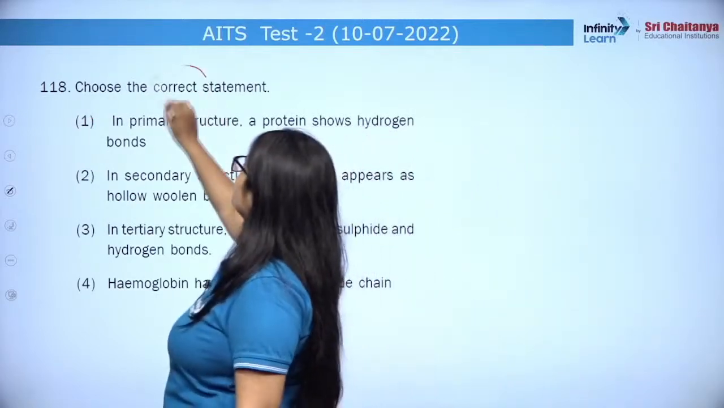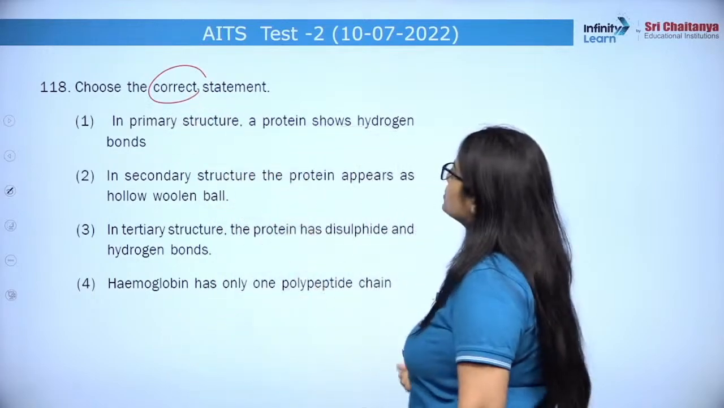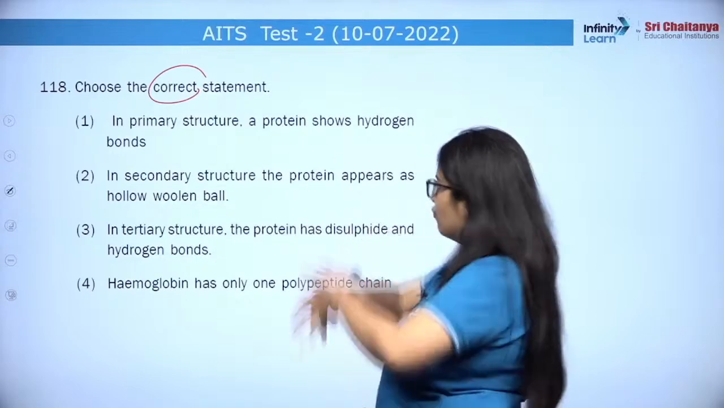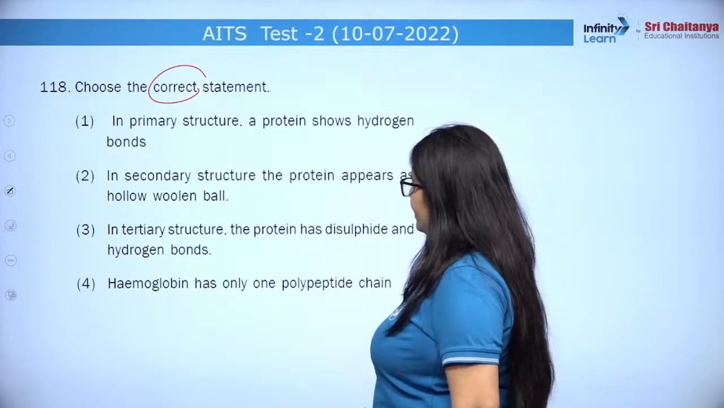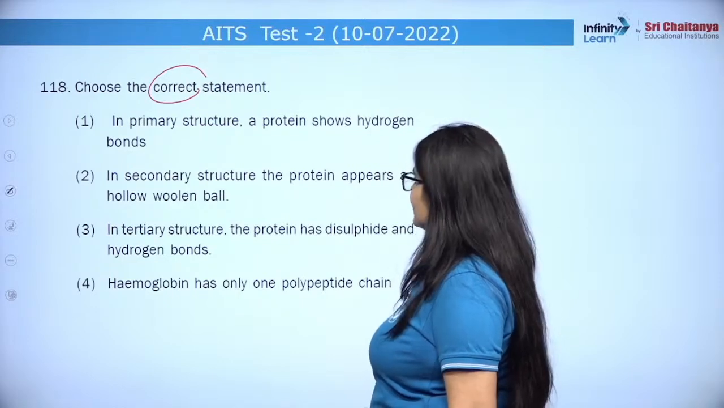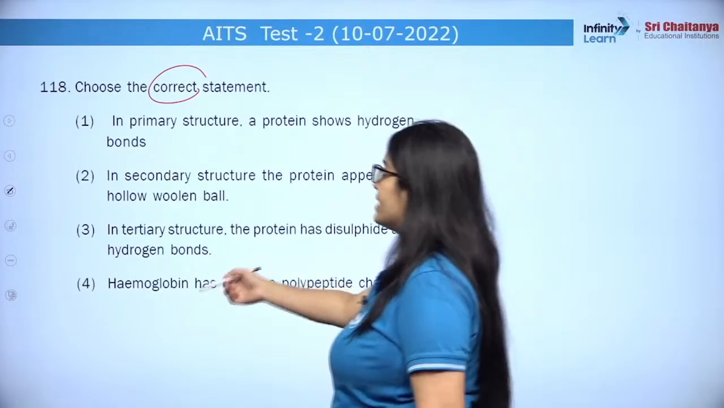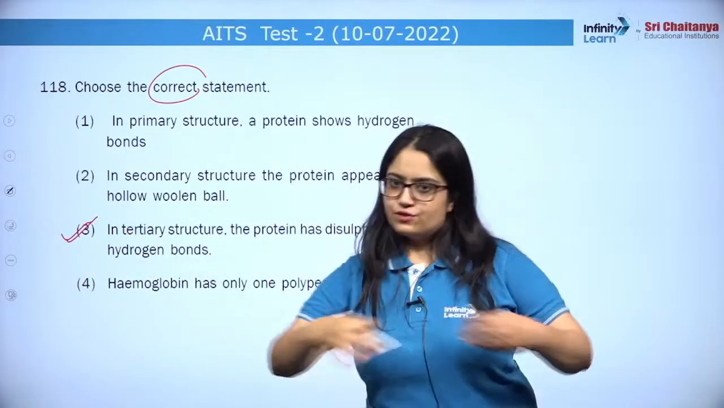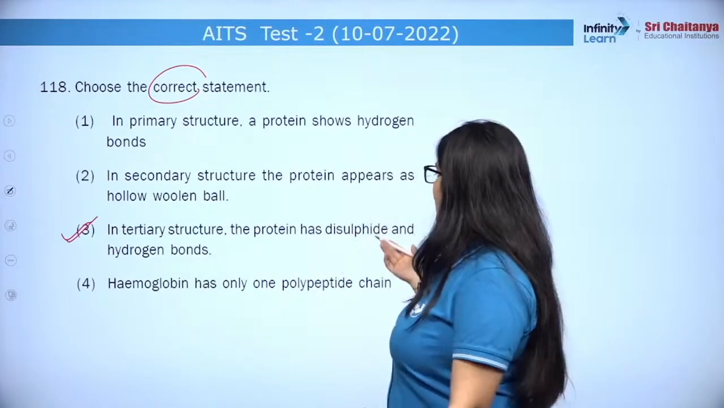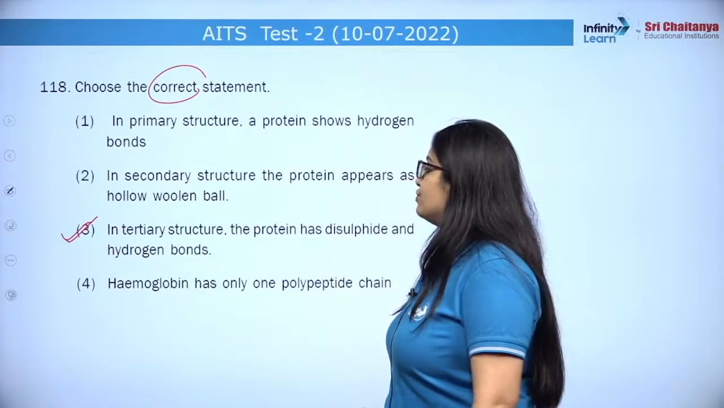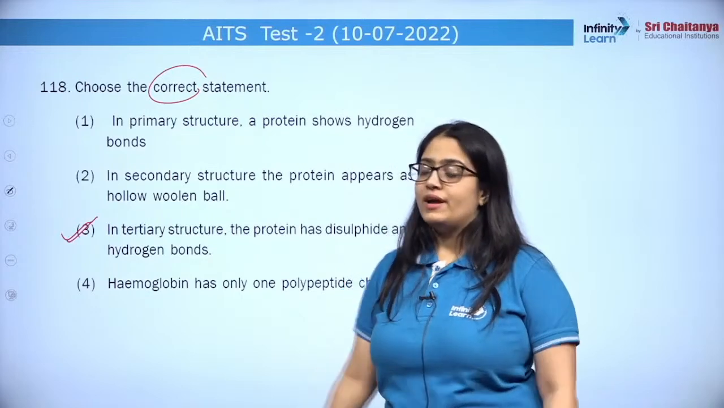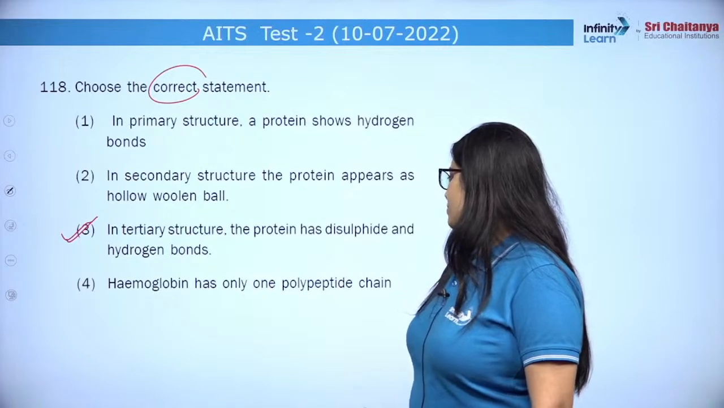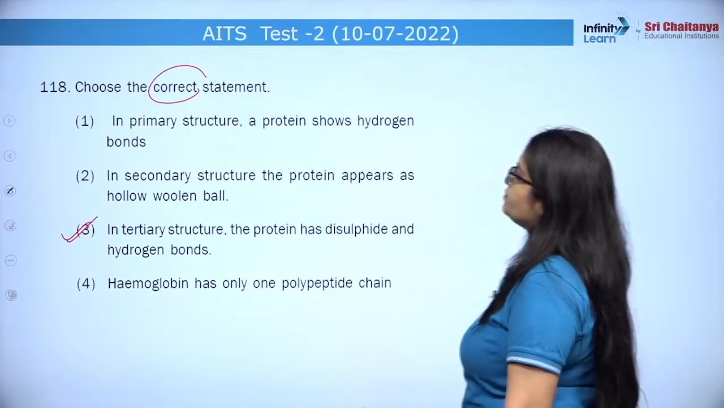Choose the correct statement. In primary structure, protein shows hydrogen bonds. No, no, no. In secondary structure, the protein appears as a woolen ball. No. In tertiary structure, the protein has disulfide and hydrogen bonds. That's right, my lovely kids. The question asks for the correct one. In tertiary structure, the protein has first of all the basic peptide bonds, disulfide linkages, hydrogen bonds, ionic bonds, hydrophobic, hydrophilic interactions, right? So this is right. Hemoglobin is made up of only one polypeptide chain. That's wrong. Next question.